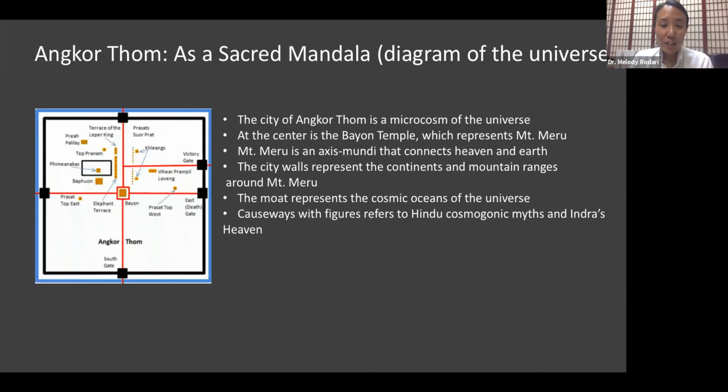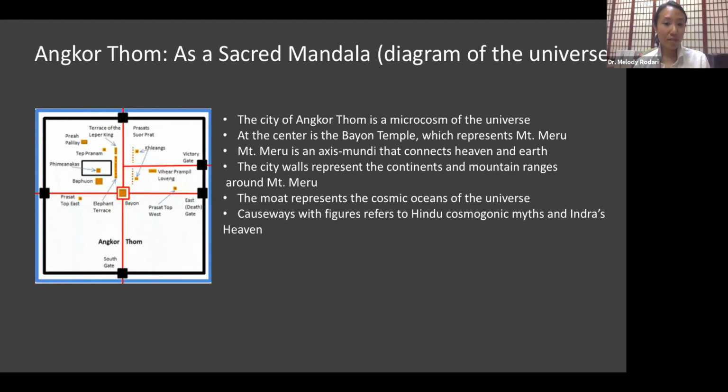So, at the center of Angkor Thom, as I've mentioned, is the Bayon Temple. And the Bayon Temple, with its many towers, is supposed to represent the peaks of Mount Meru. Mount Meru is the home to the gods, to the deities. And Mount Meru is also imagined as this axis mundi that connects heaven to earth. The city walls, those 26-foot city walls, represent the continents and mountain ranges that surround Mount Meru, whereas the moat represents the cosmic oceans of the universe that also surround Mount Meru.